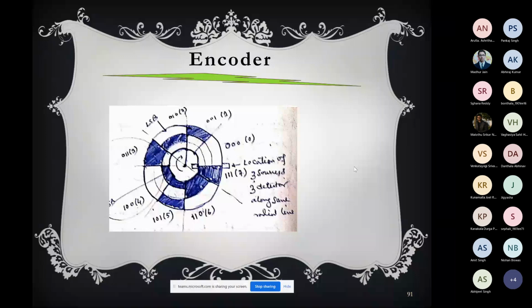Now, encoders are mainly classified into two groups. Now tell me if you have any query. A lot of time I speak.